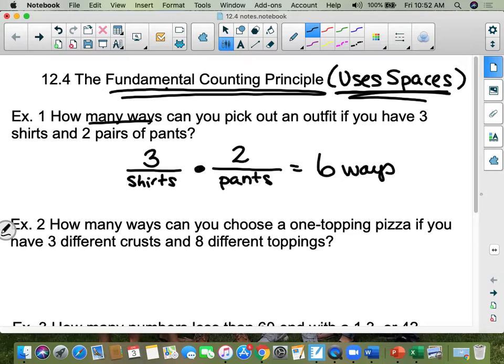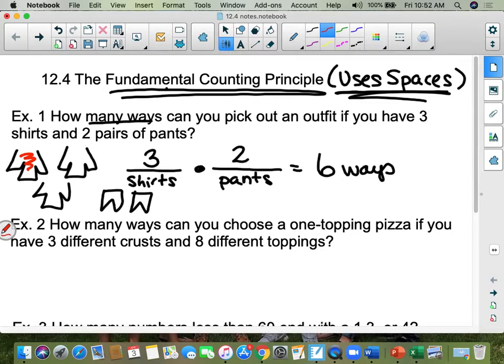I could show you. I could make my little shirts if I wanted to. Here are my shirts, and here are my groovy pants. I know they're not the best, but there's 2 pairs of pants. This was the red shirt. This is my green shirt, and this is my blue shirt. And these are my polka dotted pants, and these are my striped pants. And basically my red shirt can go with my polka dotted pants, or my red shirt could go with my striped pants, and you can easily come up with your 6 ways.